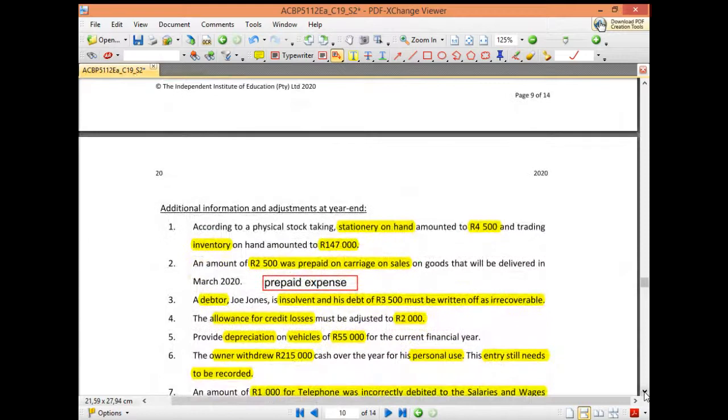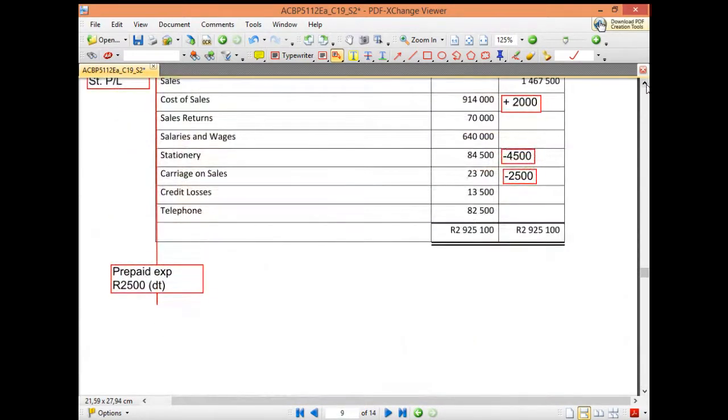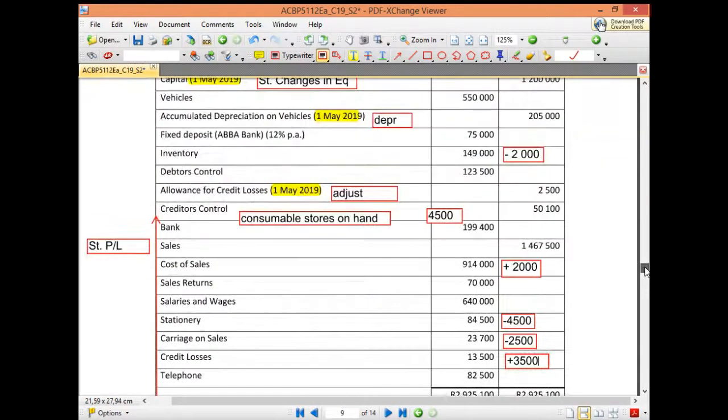Then the next entry, a debtor went insolvent and his debt of 3,500 must be written off as irrecoverable. Now remember, you have to go look at what is the account name. So in this scenario, they've given you credit losses. So we would add the 3,500 to the credit losses account here. And then our debtors control at the top, we would then reduce with the 3,500 as well.